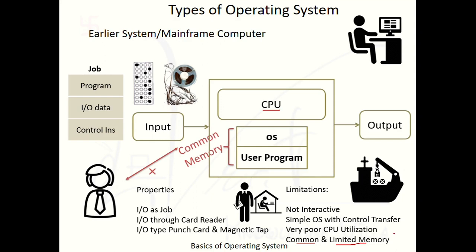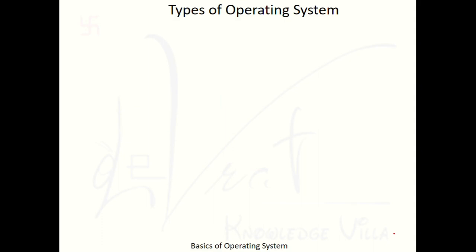So whatever the limitations of the earlier system or mainframe computer, those were tried to be overcome in the first operating system, like batch operating system. So in our next session, we will discuss the batch operating system, how the batch operating system is overcoming the limitations of the earlier system known as the mainframe computer.